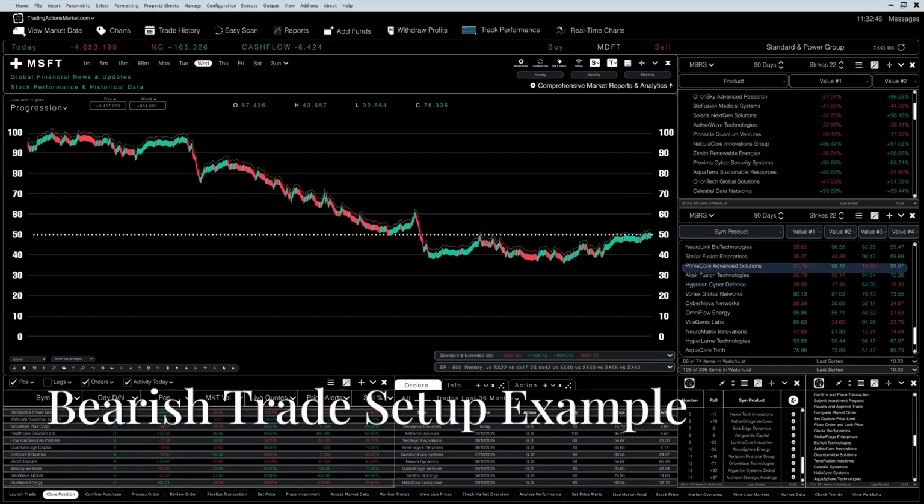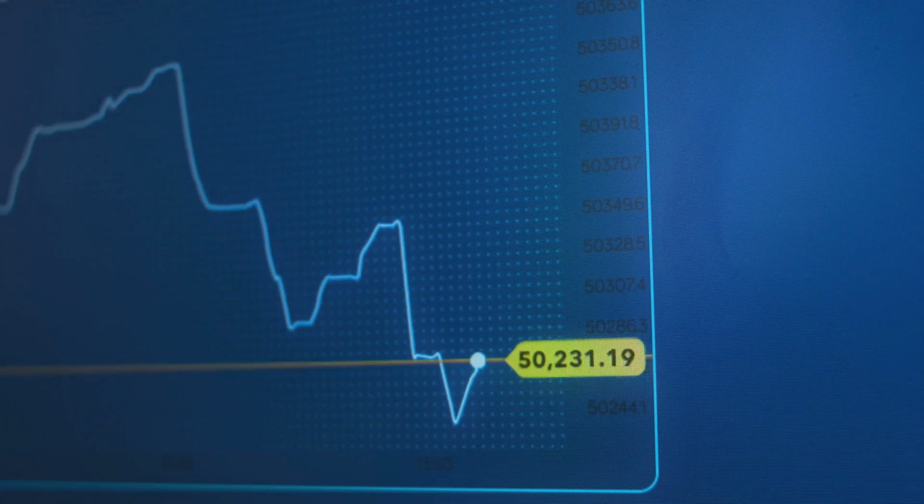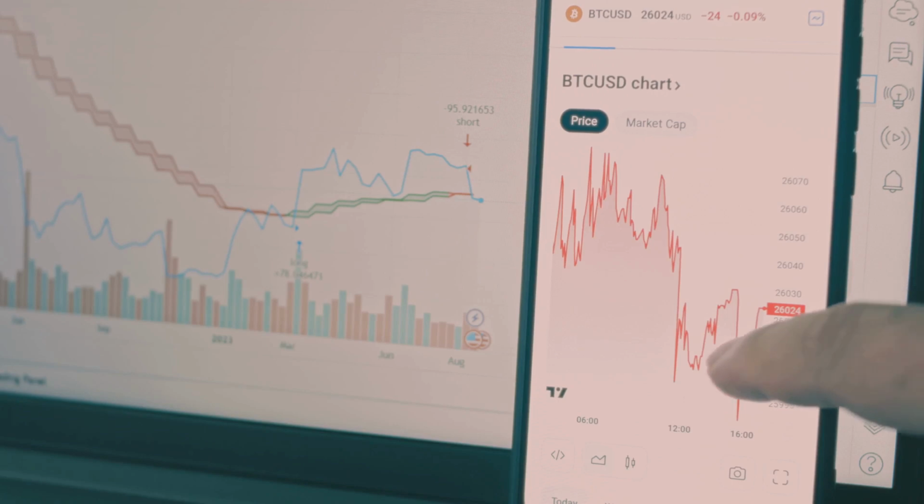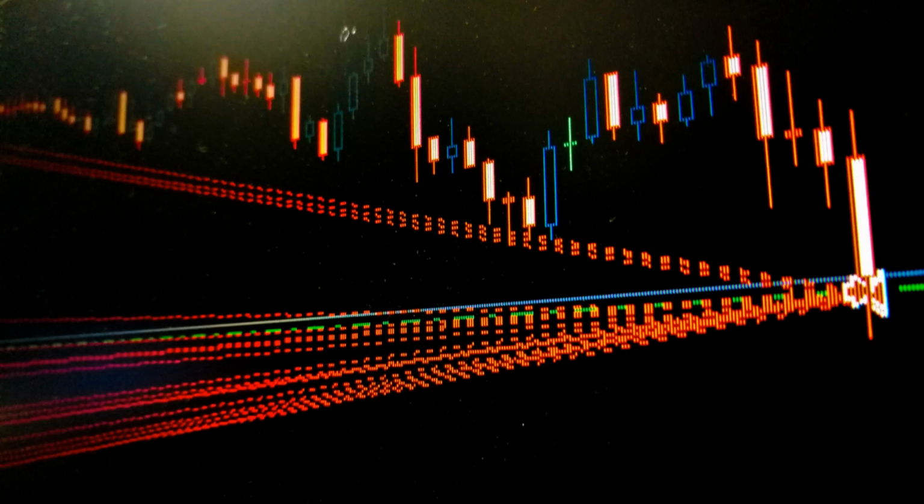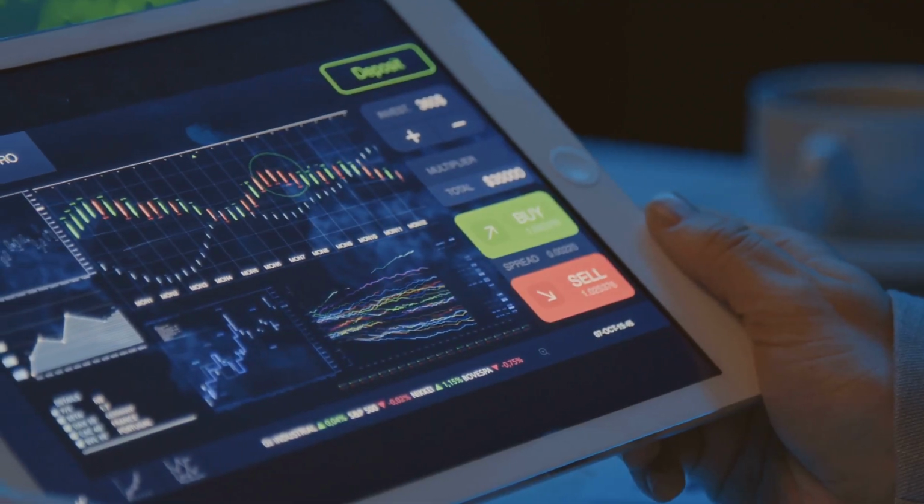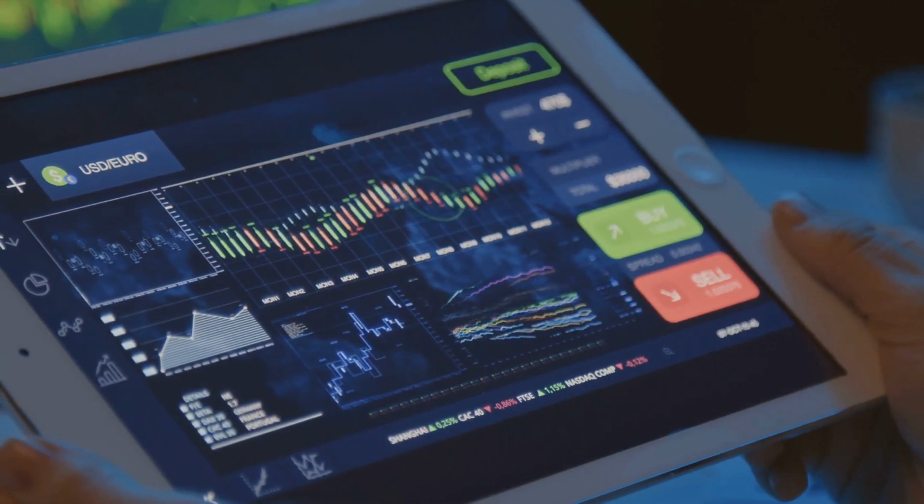Now here's an example of a bearish trade setup. In this case, price falls below the 50-day EMA, signaling a potential downtrend. The RSI drops below 50, which indicates bearish momentum. The MACD confirms this with a bearish crossover. Traders would enter short positions, placing stop-loss orders above the moving average resistance level.